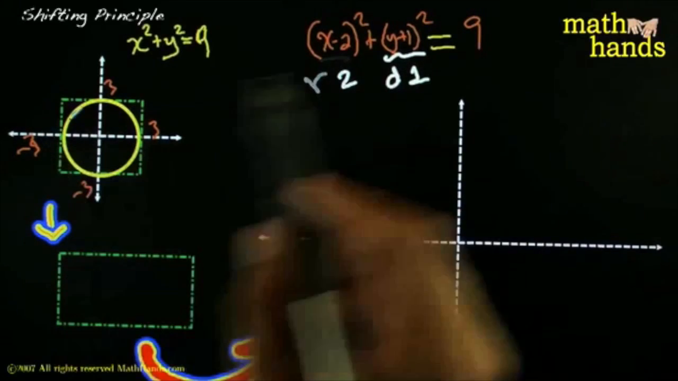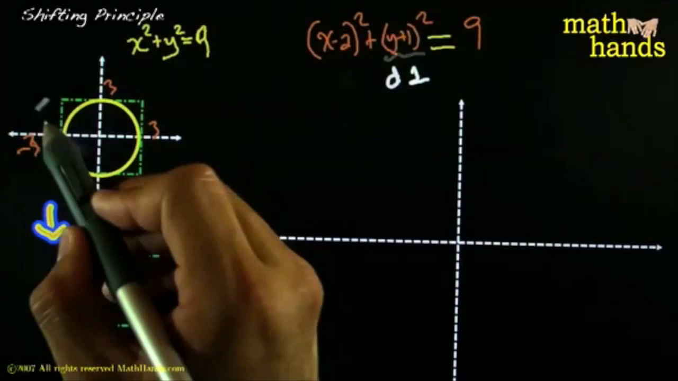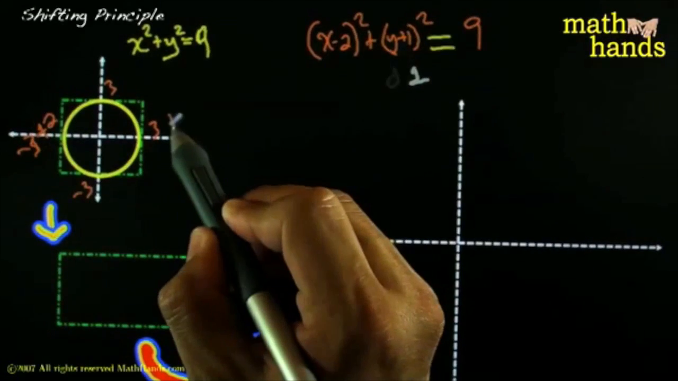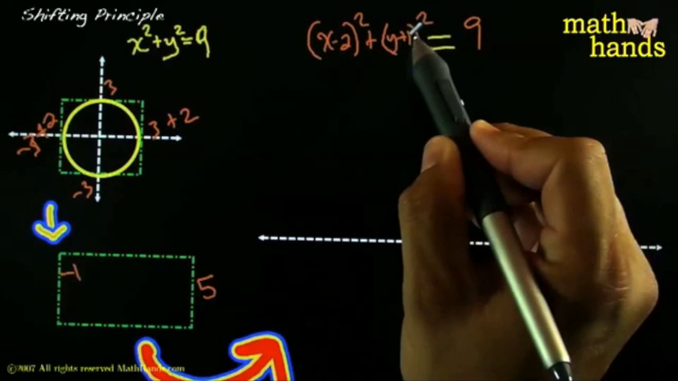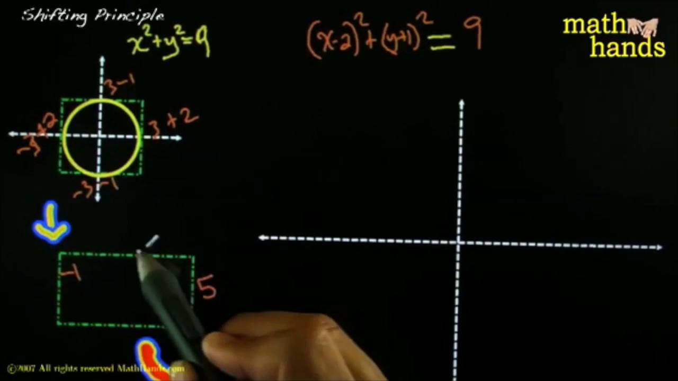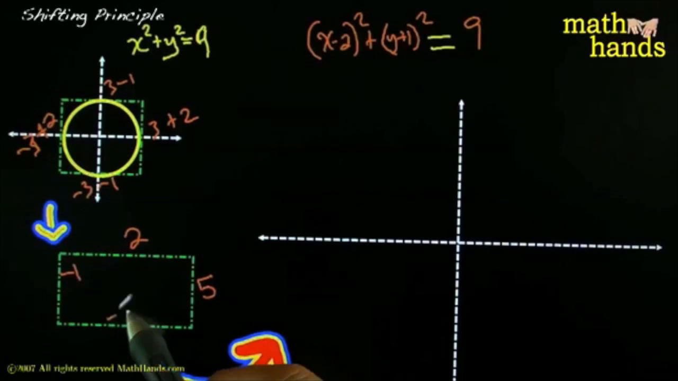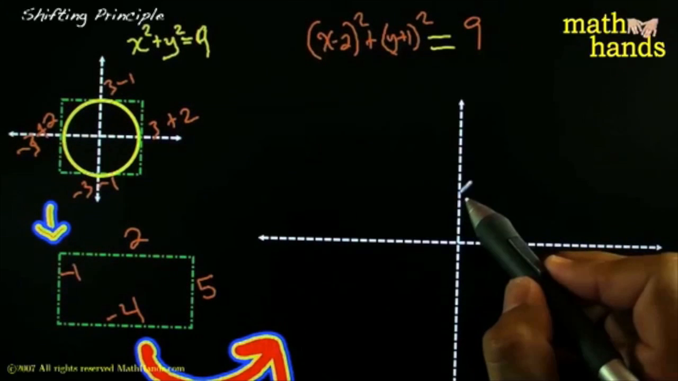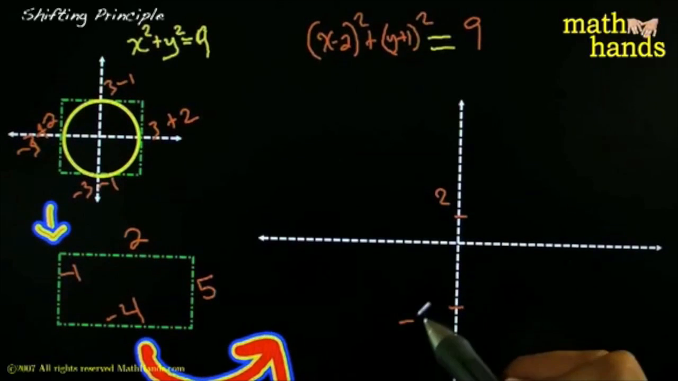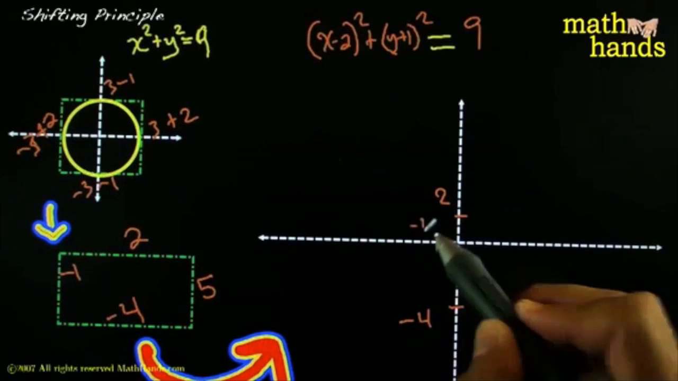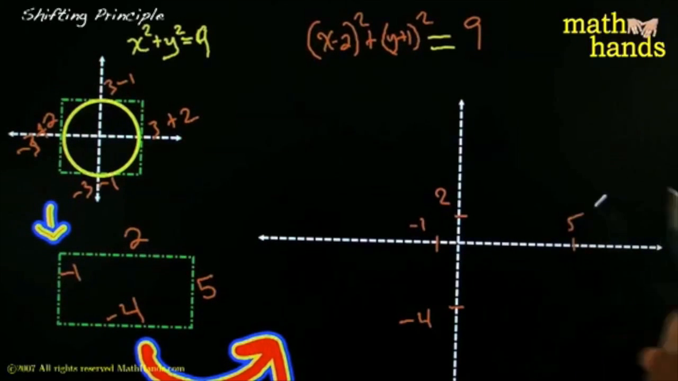So to the right 3, to the right 2, sorry. Let's see. Here you'd have to add 2. Here you'd have to add 2. That would put you at -1 to 5. Here you'd have to subtract 1, subtract 1. That would take you from 2 to -4. So your new box would be from 2, -4, from -1 to 5.